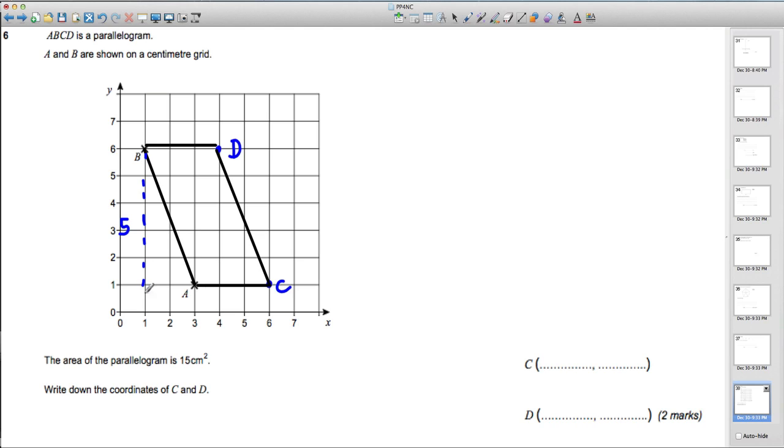Then you would know the base is 3, the height is 5, hence you would get 15. So the coordinates therefore are 6, 1 and 4, 6. So 4, 6 and let's say 6, 1. It doesn't matter what you call these. A, B, C, D, you should probably go A, B, C, and D. It should probably be that way around, but it doesn't really matter. As follows.